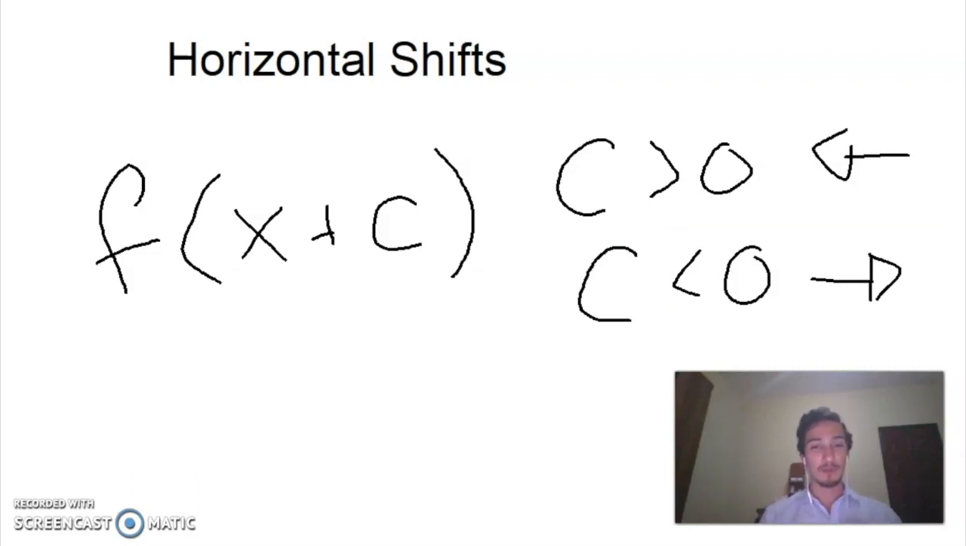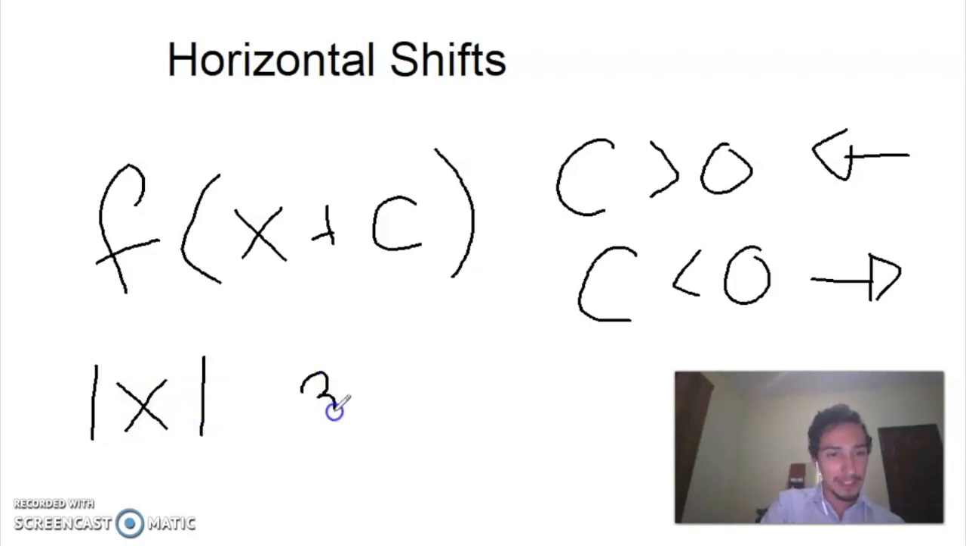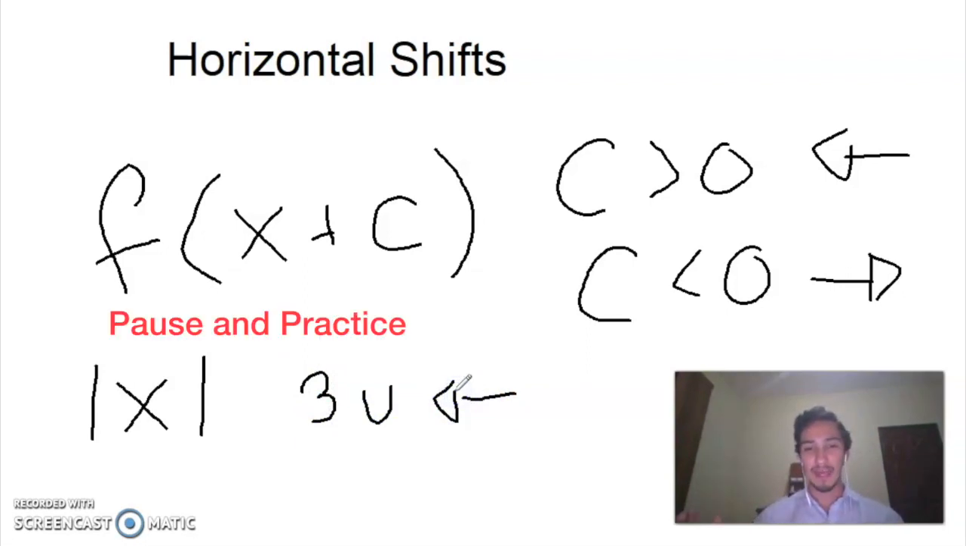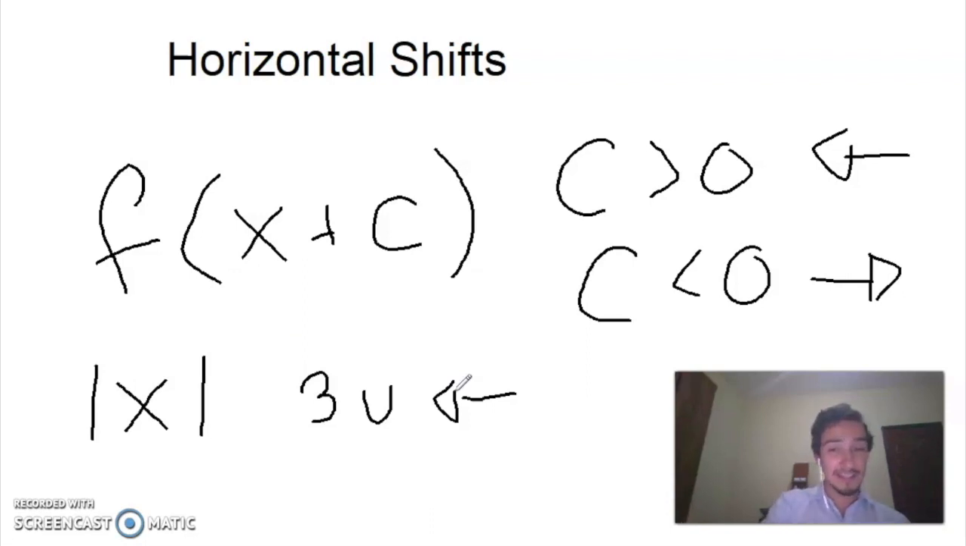All right, so now that we've seen this graphically, let's try an example of our own. Let's say we wanted to shift the function absolute value of x over to the left by 3 units. Take a minute, pause the video, and try to see if you can do that on your own. Hopefully you've done that. Let's take a look at this together.